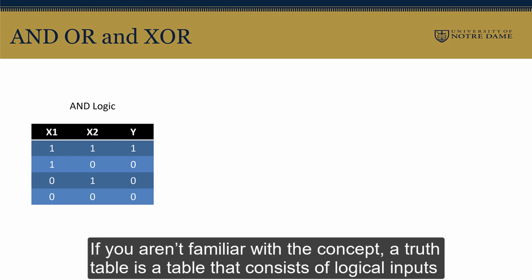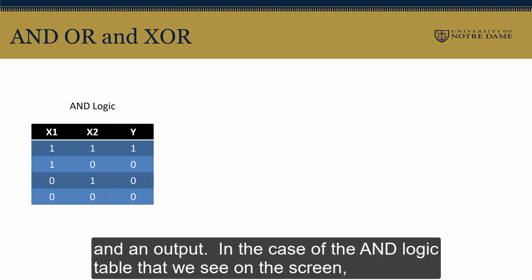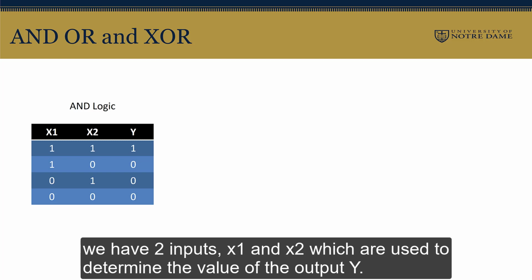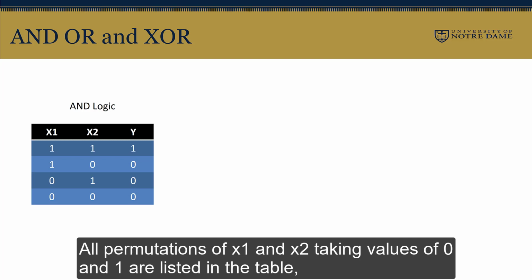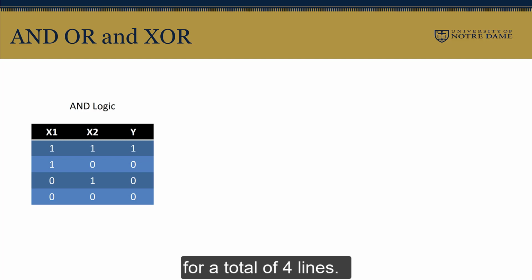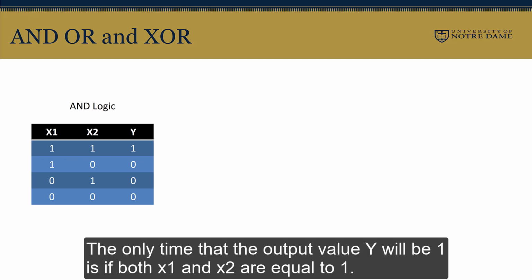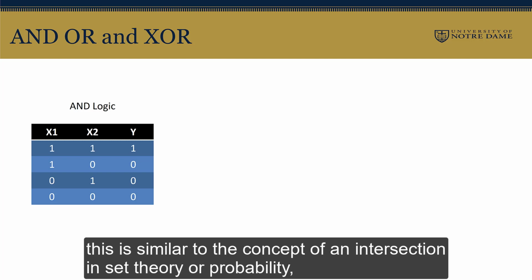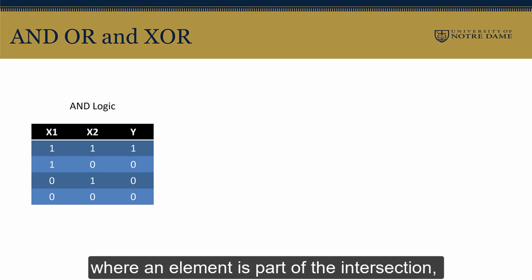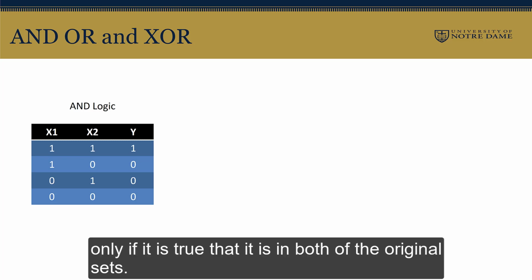If you aren't familiar with the concept, a truth table is a table that consists of logical inputs and an output. In the case of the AND logic table that we see on the screen, we have two inputs, x1 and x2, which are used to determine the value of the output y. All permutations of x1 and x2, taking values of 0 and 1, are listed in the table, for a total of 4 lines. The only time that the output value y will be 1 is if both x1 and x2 are equal to 1. This is similar to the concept of an intersection in set theory or probability, where an element is part of the intersection only if it's true that it's in both of the original sets.